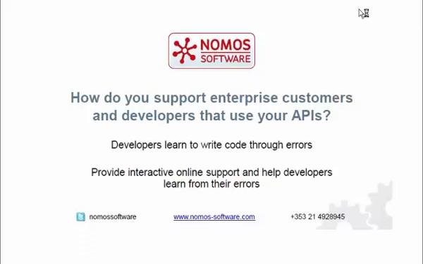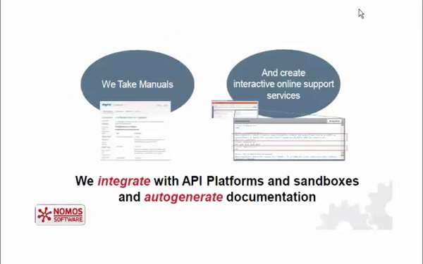How do you support enterprise customers and developers that use your APIs? Developers learn to write code through errors. They like to try things out and find out why they didn't work. Nomos provides interactive online support so developers can learn from their mistakes.